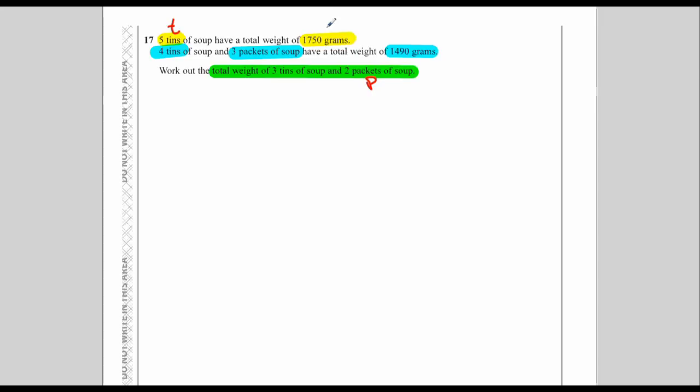5 tins, 1,750. So 5 lots of T gives you 1,750 grams. So if we want 1 tin, or 1 T, divide by 5 on both sides. So we have to do 1,750 divided by 5. So it's this Bus Stop method again. How many times does 5 go into 1? 0. Carry your 1. How many times does 5 go into 17?